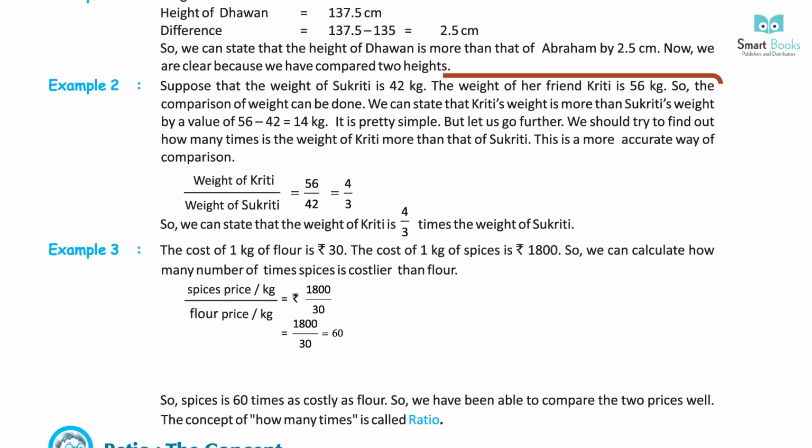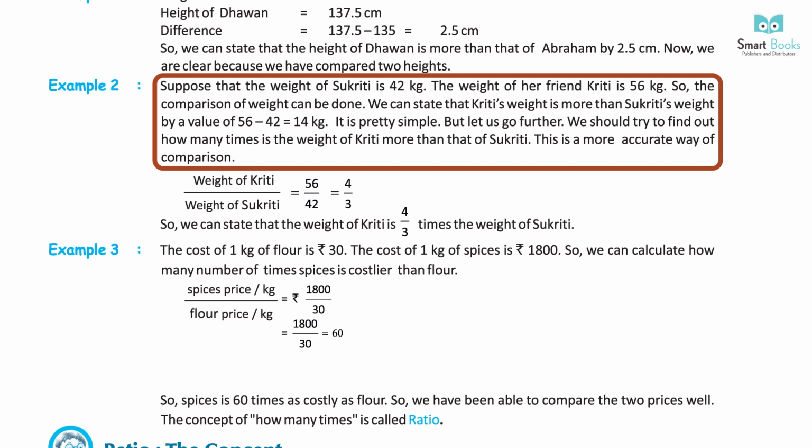Example 2. Suppose that the weight of Sukriti is 42 kg. The weight of her friend Kriti is 56 kg. So, the comparison of weight can be done. We can state that Kriti's weight is more than Sukriti's weight by a value of 56 minus 42 equals 14 kg. It is pretty simple, but let us go further.